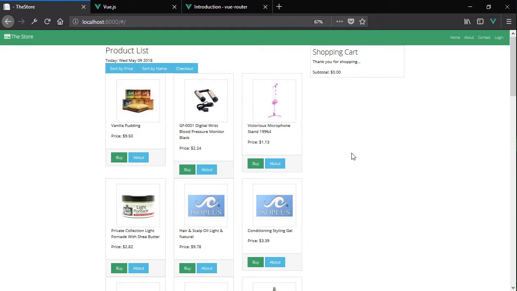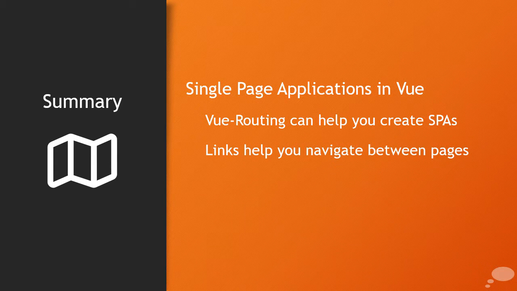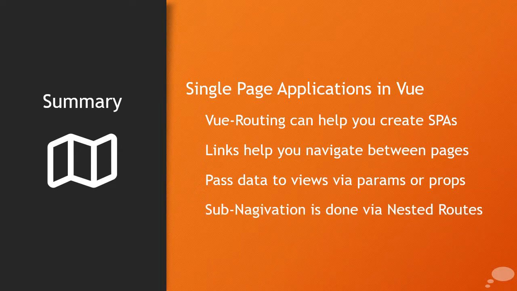Let's wrap up this long module. So we've been talking about single page applications in Vue primarily through the lens of routing. Vue routing can help you create SPAs by allowing you to really compose what the UI looks like, and even page to page what the UI looks like by using routing. I've talked about how using links, both named links as well as pathing links, can help you navigate between these pages. And I've shown you how to pass data to views via parameters and via properties. Finally, I've talked about how sub-navigation can be done by using these nested routes to allow you to again compose in these smaller and smaller pieces as necessary.